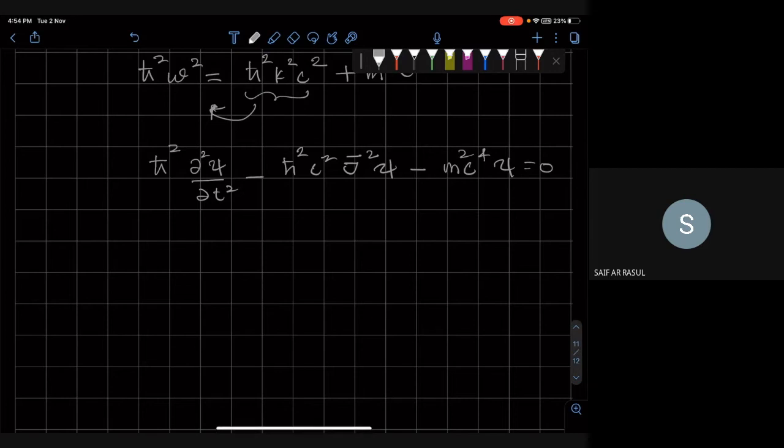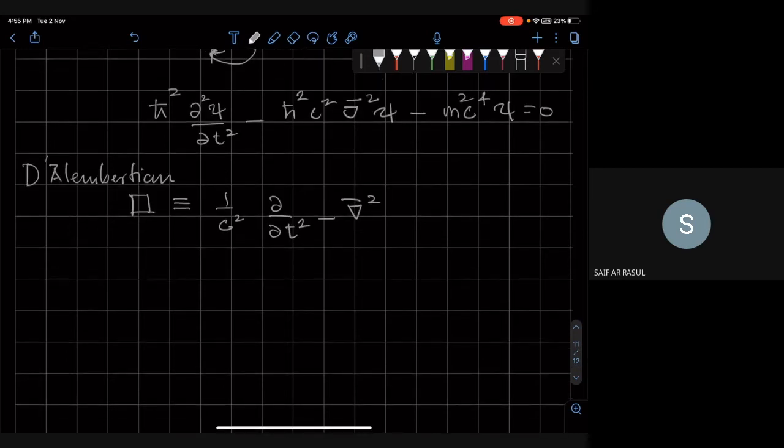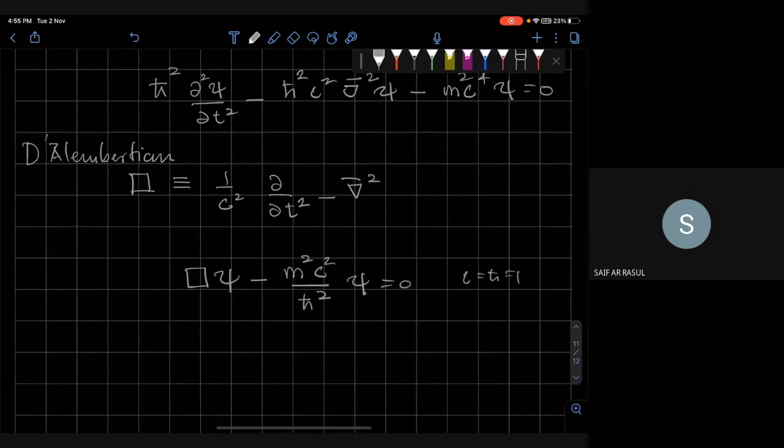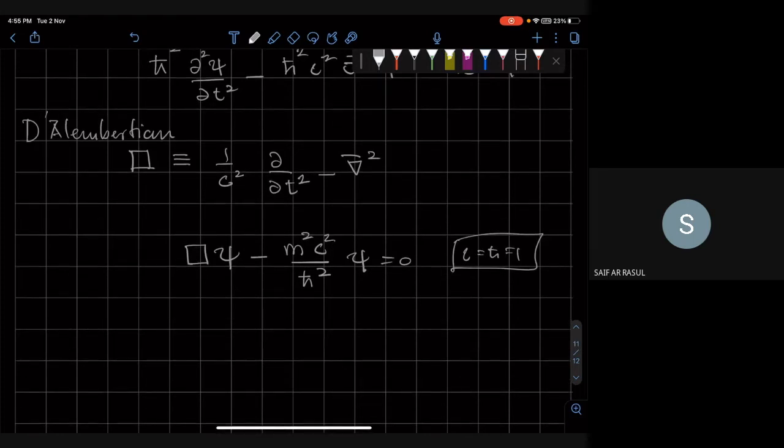Now there's a wave operator which is relativistically invariant, and it's called the D'Alembertian. The D'Alembertian is relativistically invariant only when the speed of the wave is the speed of light. So we define the D'Alembertian to be this thing. Then we can write the wave equation in a more succinct form. Box of psi minus some constant m squared c squared by h bar squared, psi equals 0. I'm more used to units in which c equals h bar equals 1. But anyway, this is a relativistic wave equation. And this is a very famous equation. It's called the Klein-Gordon equation.